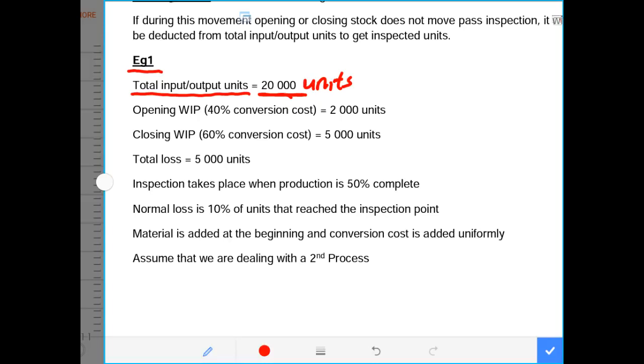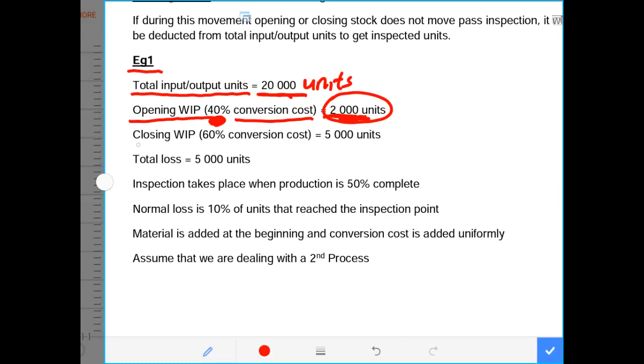So now they tell us that though we started with the 20,000 units, which is input output units, the opening work in process is 40%, and the number of units that were the opening work in process was 2,000 units. These are the 2,000 units that are 40% in terms of completion with regard to the conversion cost, meaning the direct labor and the manufacturing overhead. So the opening units that were 40% complete in terms of conversion cost were only 2,000 units.